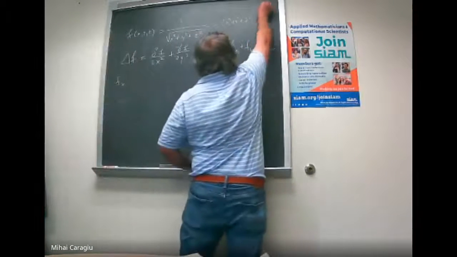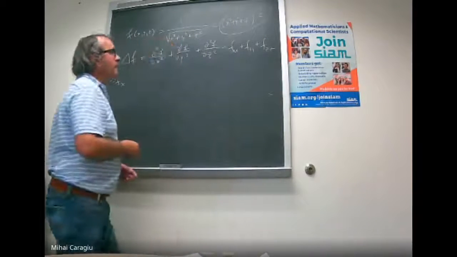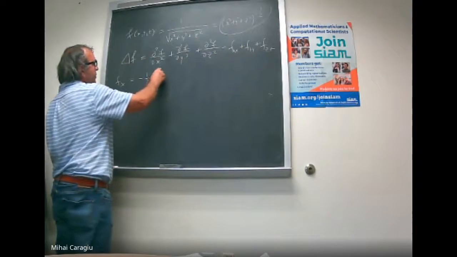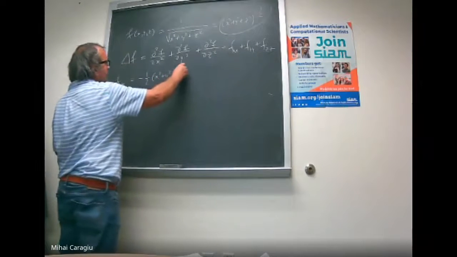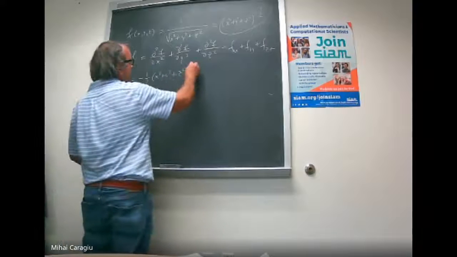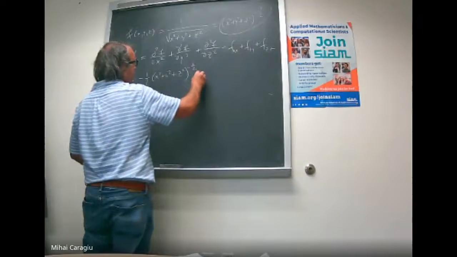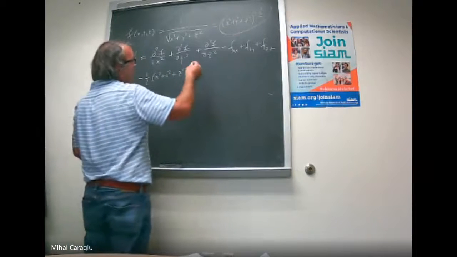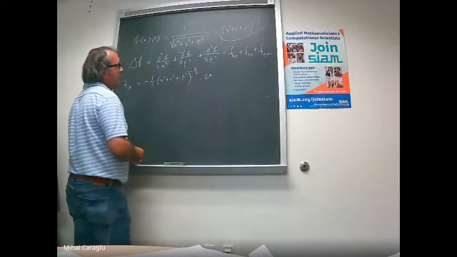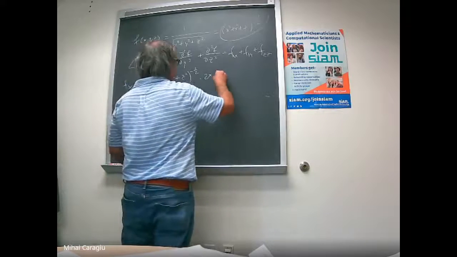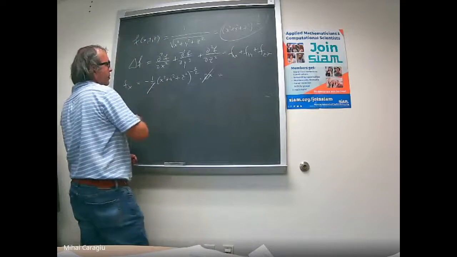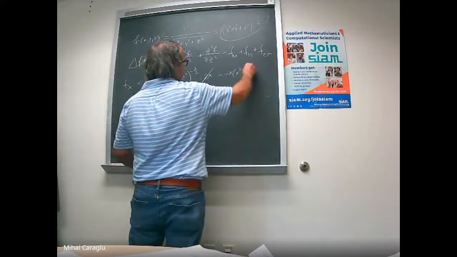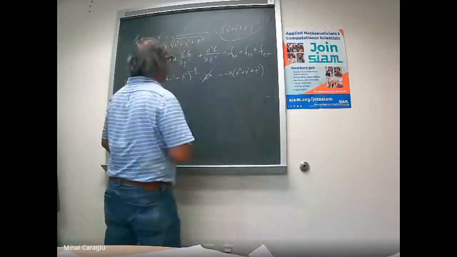Apply the chain rule to this expression. This will be minus 1/2 times x squared plus y squared plus z squared to the power minus 3/2, times the derivative of x squared plus y squared plus z squared with respect to x, which is 2x. Simplifying with the 2, we get minus x times x squared plus y squared plus z squared to the power minus 3/2.